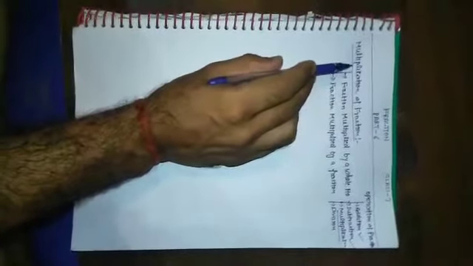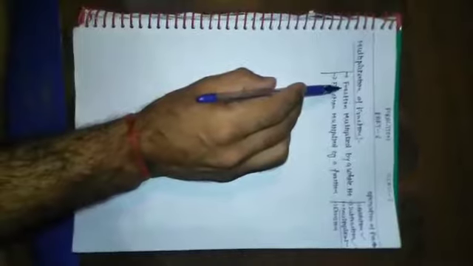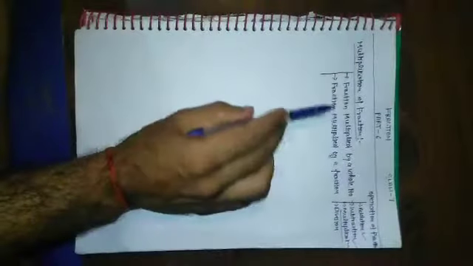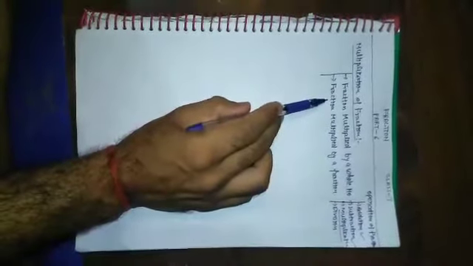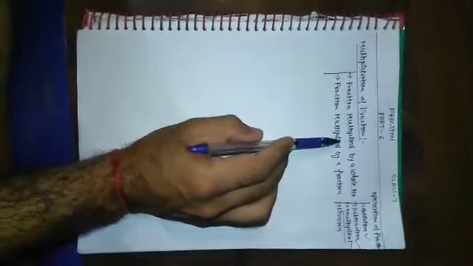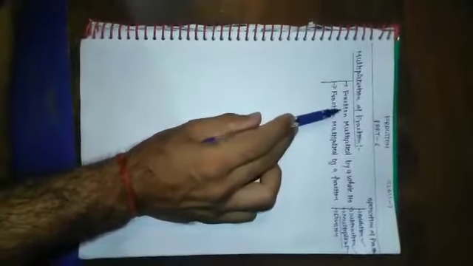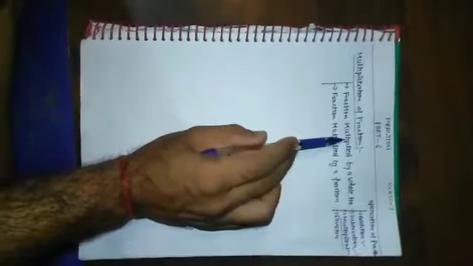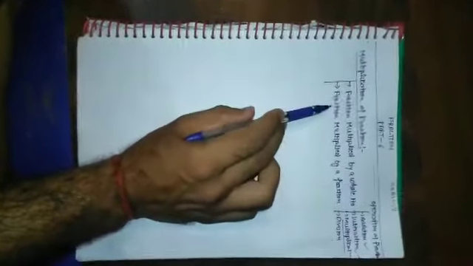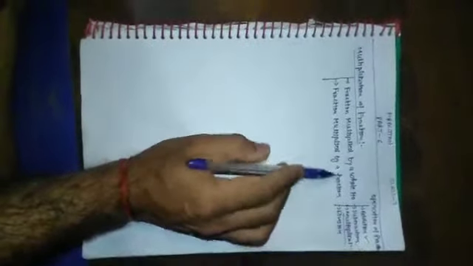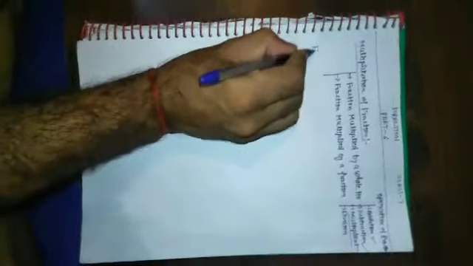About multiplication of fraction. Children, in multiplication of fraction, we have two cases. Case number 1, we have to multiply a fraction by a whole number. Case number 2, we have to multiply a fraction by a fraction. So two cases are here in this chapter. Firstly, we multiply a fraction by a whole number. Another topic is multiplication of a fraction by a fraction.